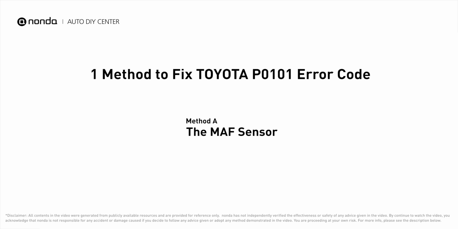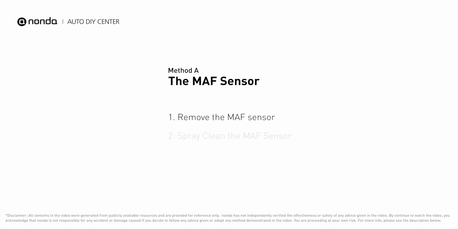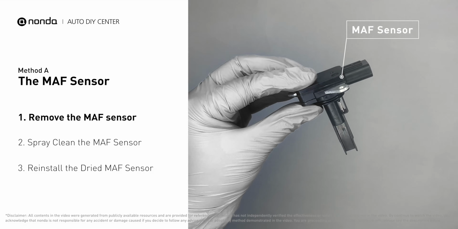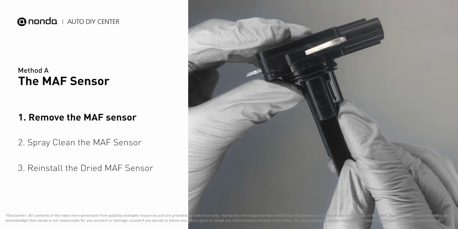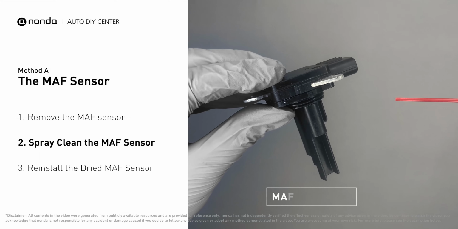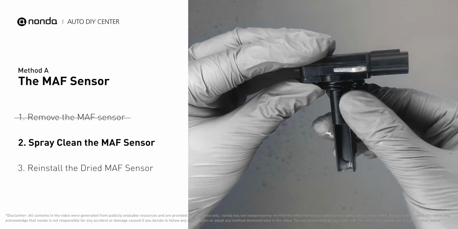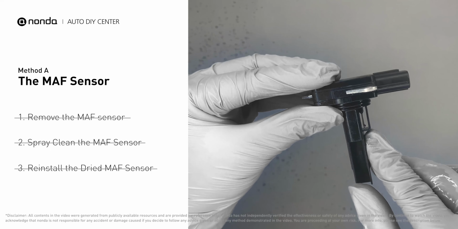Here are one of the most practical solutions to fix Toyota's P0101 error code. Method A, MAF Sensor. MAF sensors are located between the air filter and the throttle body. Carefully remove the MAF sensor from your car and do a quick inspection around. The wire inside often gets dirty and needs to be cleaned. You can spray the MAF sensor cleaner onto the wire perpendicularly to the ground so that it won't damage the MAF sensor. Reinstall the MAF sensor back in the car after it gets dry.